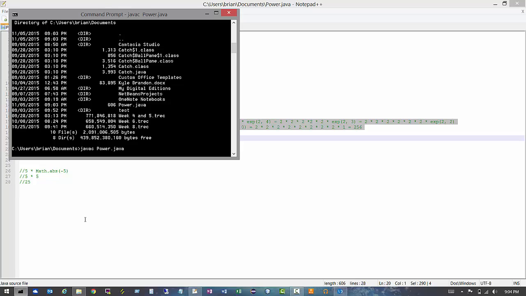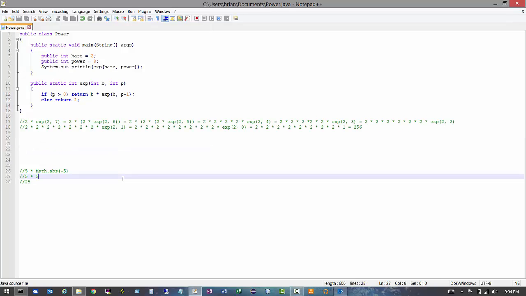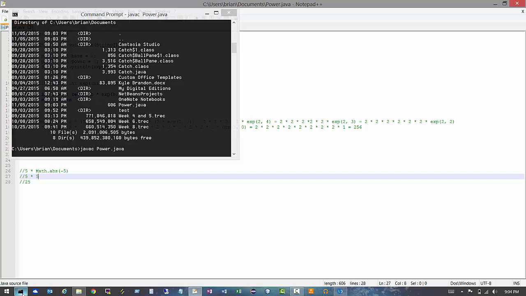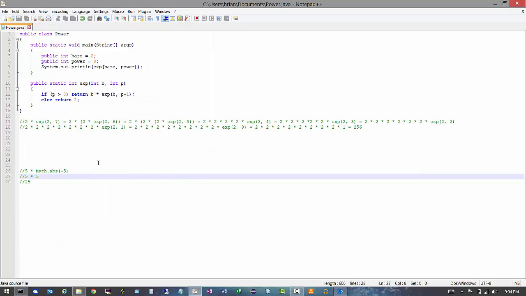And while that's taking a moment to compile, just really to look at it, we're simply saying that we can take the base and multiply it times the same base to one less power. Because really, a power is just the same base multiplied against itself, power number of times. So every time you drop the power by one, you can just multiply by the base again, and you have the identical operation.